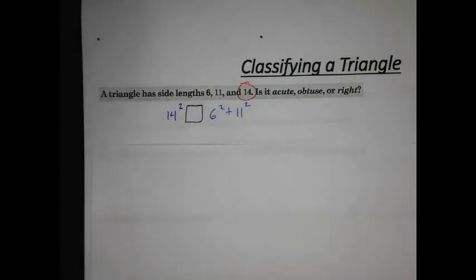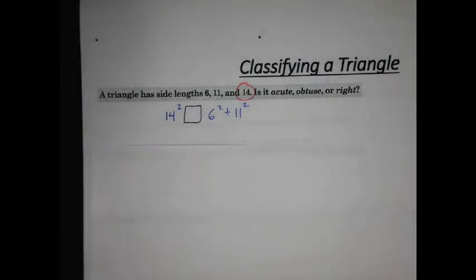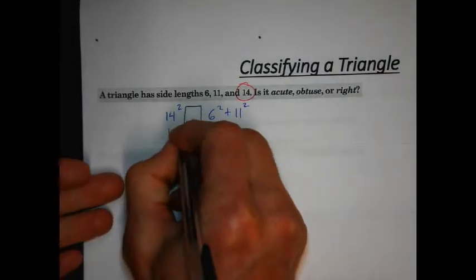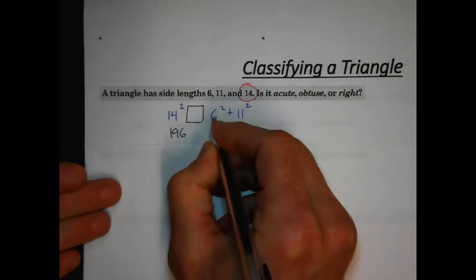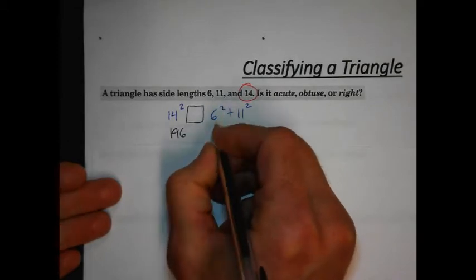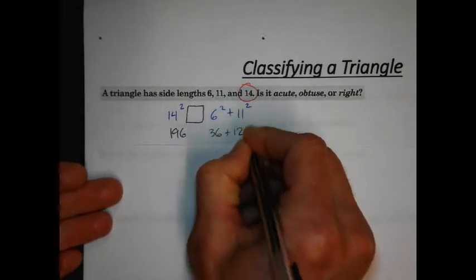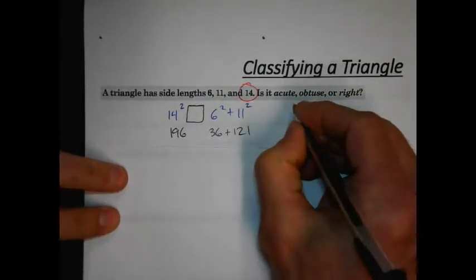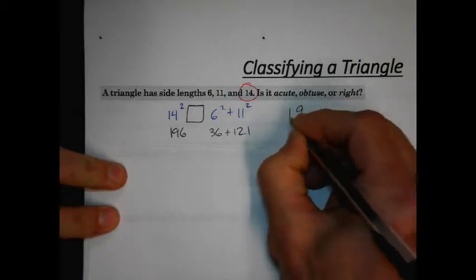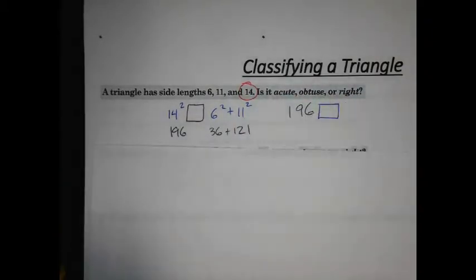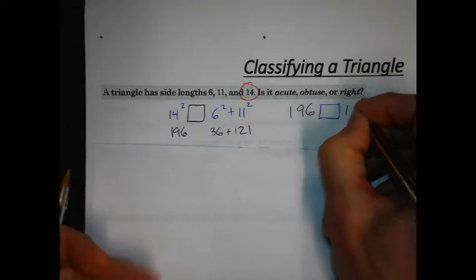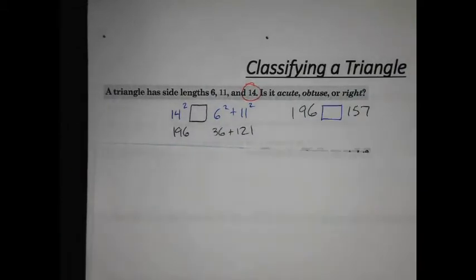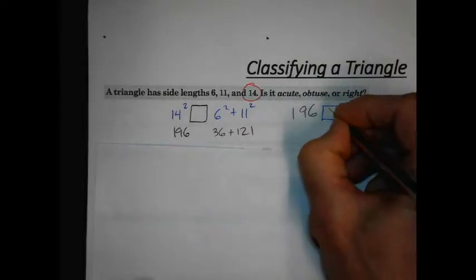Now, if you don't know 14 squared, use a calculator, like I'm doing right now for some reason, because I did know it's 196. What's wrong with me? So we have 196, and is that going to be bigger than, smaller than, or equal to 36 plus 121? Well, 36 plus 121 is 157. So we are comparing 196 to 157. Okay? Now, which one's bigger? Good job, class. 196 is bigger.